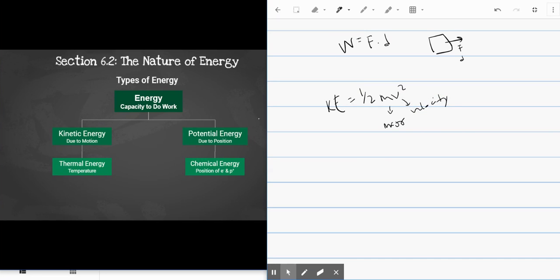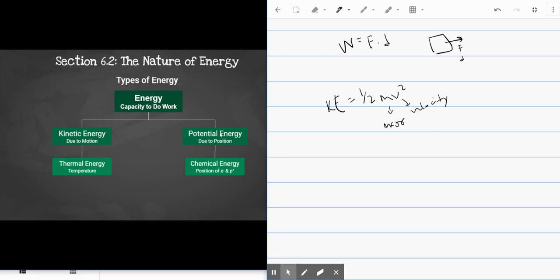Okay, and we know that at the same temperature, they have the same average kinetic energy no matter what the particle is. We just talked about that. Thermal energy is a type of kinetic energy. Thermal energy has to do with the temperature of the object, so how fast the particles are moving.